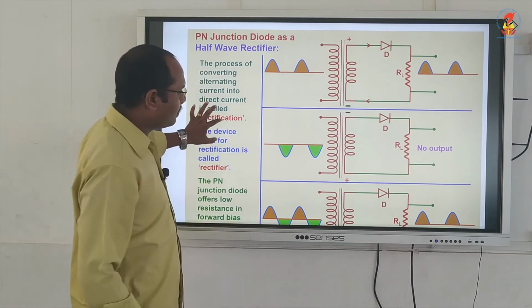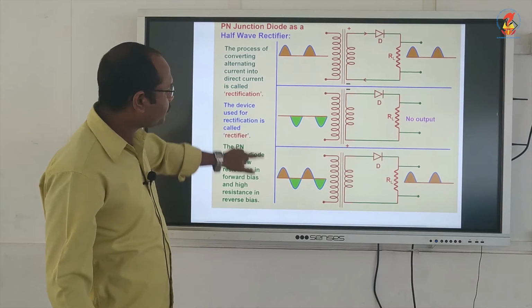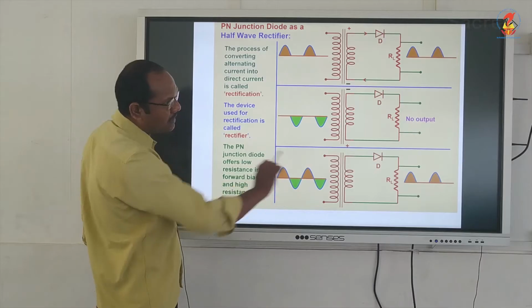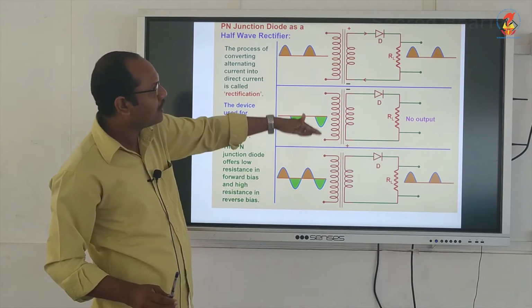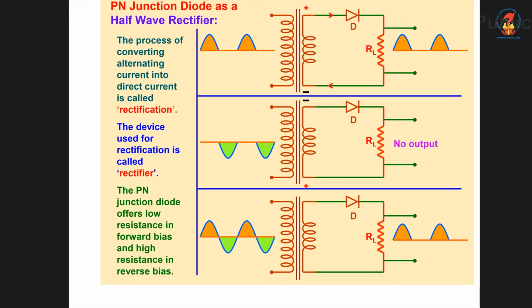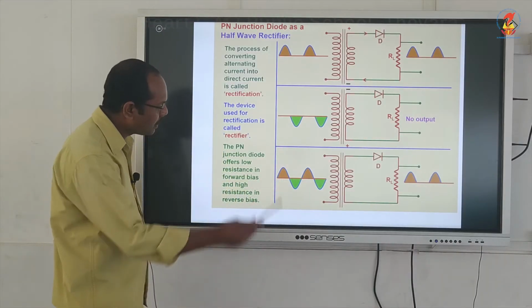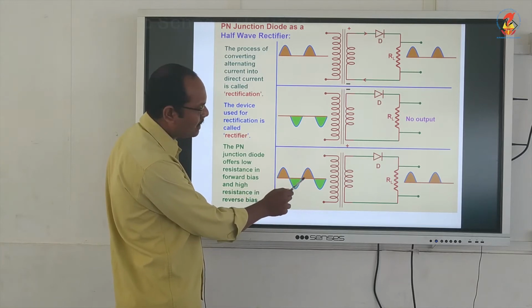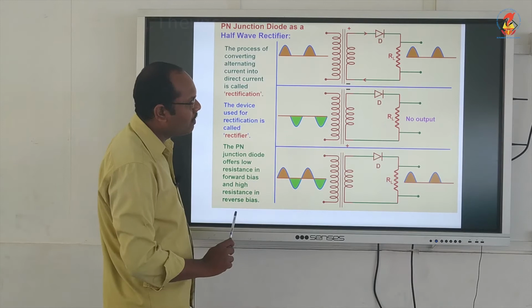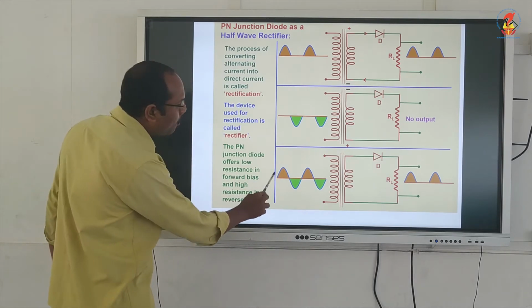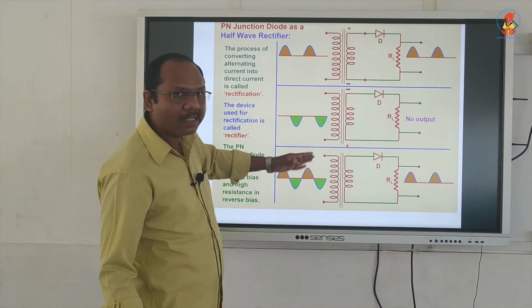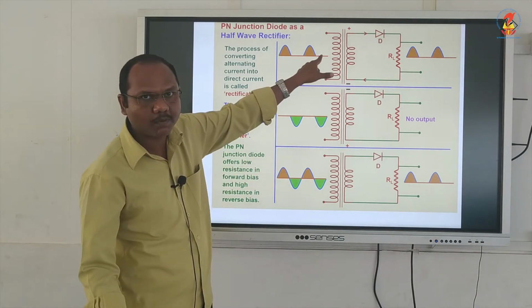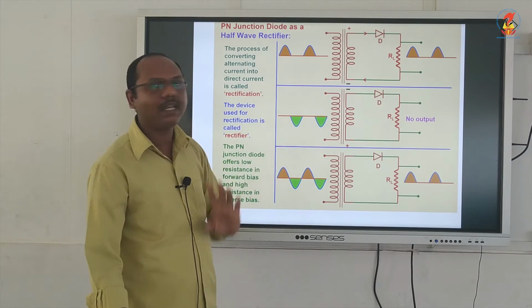This is our positive cycle. For an AC, look at the third figure first. These two figures are only for the explanation, and in the exam you have to draw only the third figure. You do not have to draw the first and the second figure. Look, this is the AC. AC contains the positive cycle and the negative cycle, again positive and negative. I am just splitting the figure into two: the first one is only for the positive cycle and the second figure is only for the negative cycle.